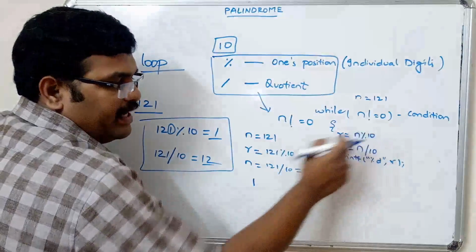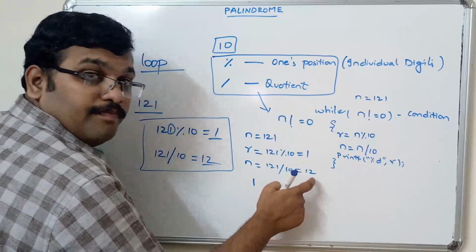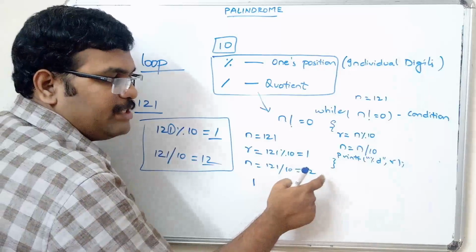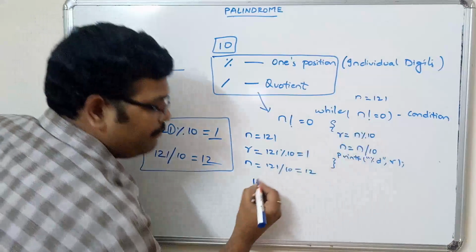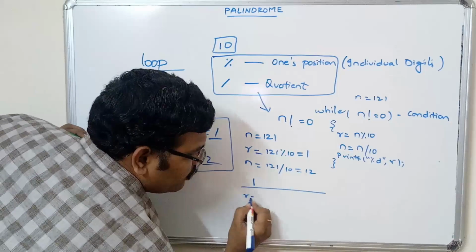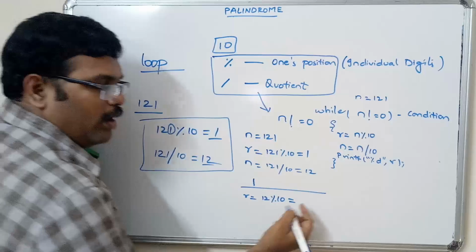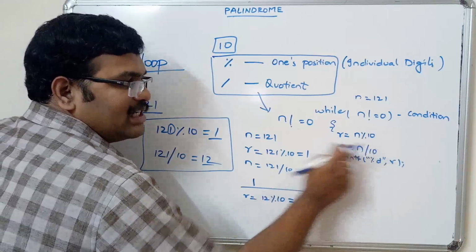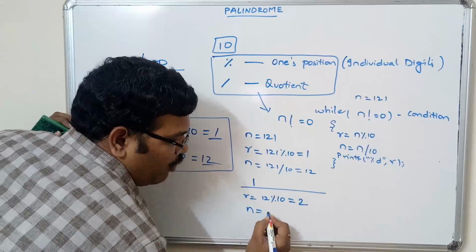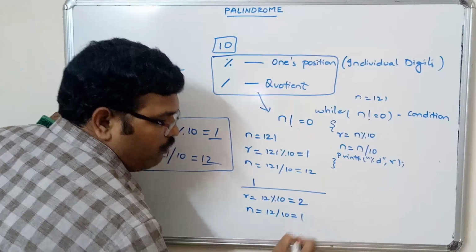R is equal to n mod 10. Now n value is 12. After the first iteration, n value has been modified to 12. So r is equal to 12 mod 10, which is equal to 2. And n is equal to n by 10. N is equal to 12 by 10, which is equal to 1.